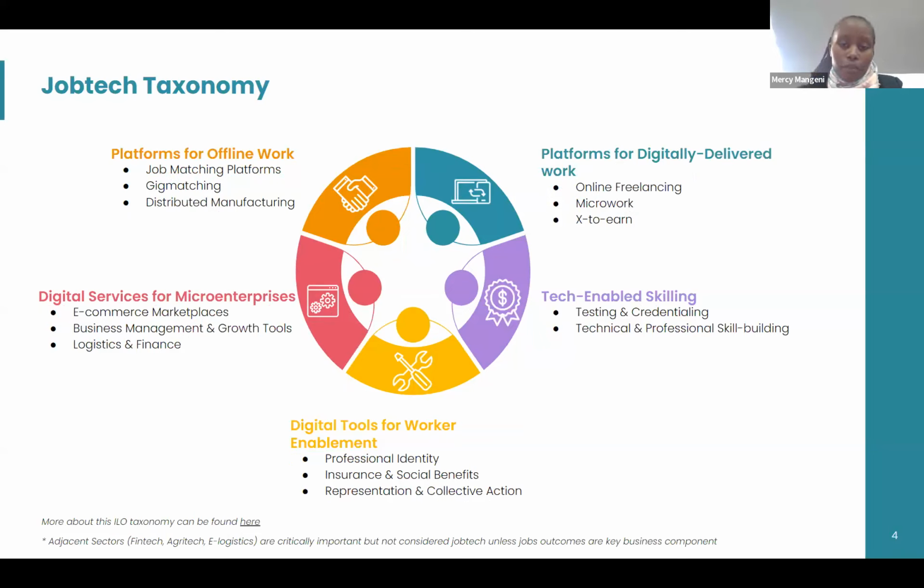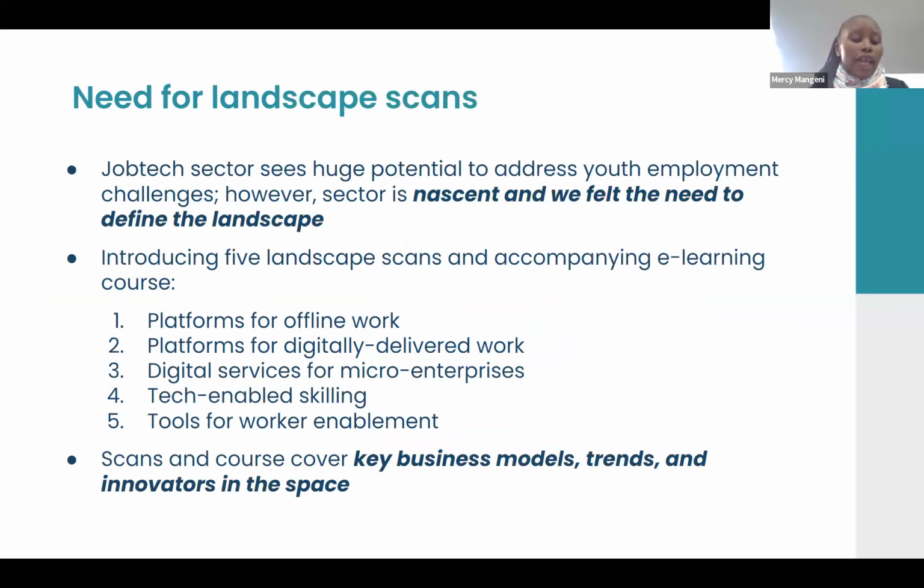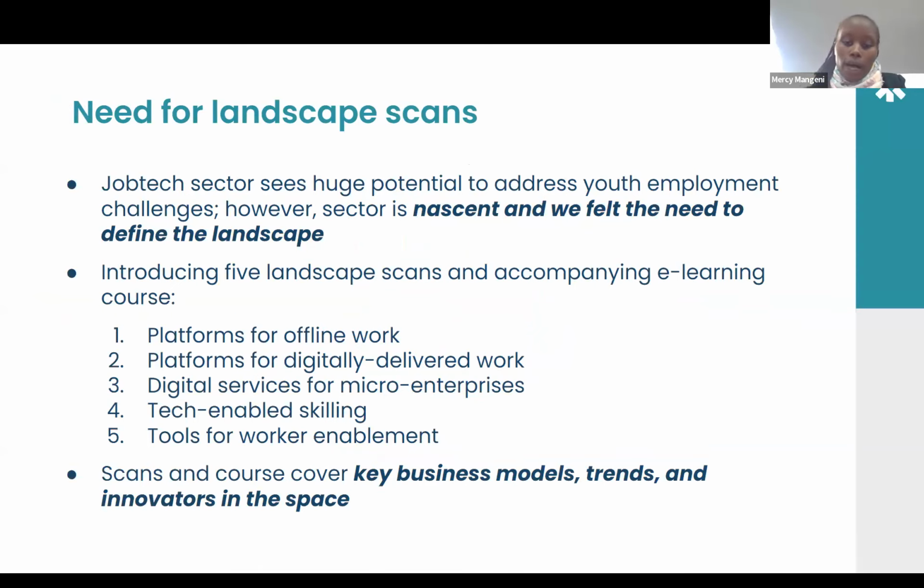And we've used the same framing to put together our landscape scans. So our landscape scans really are within these 5 categories within our taxonomy. And you may be asking yourself, so what's basically a landscape scan? So in our context, the landscape scans basically are primers for any actors within this space.